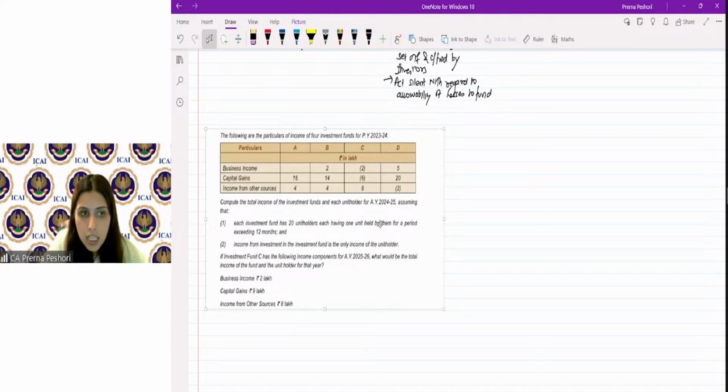If the fund C has the following income components for 25-26, what would be the total income of the fund and the unit holder for that year? Business income, capital gain, and income from other sources is given. So we'll compute one by one. First, you'll tell me for A, what will be the taxable income for the fund A?